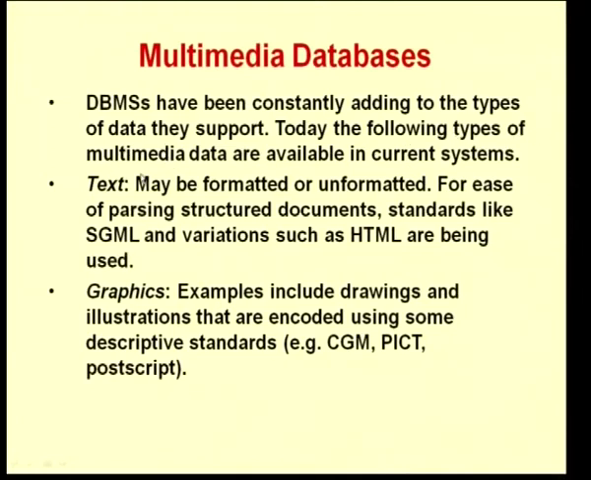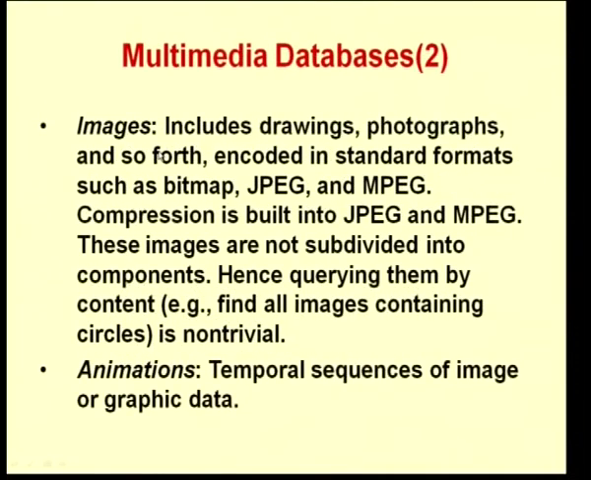DBMS have constantly been adding to the types of data they support. Today, the following types of multimedia are normally supported. One is text, which may be formatted or unformatted. For ease of parsing, standards like SGML or variations of HTML are being used. Graphics: examples include drawings and illustrations that are encoded using some descriptive standards, CGM, PICT, and so on. Then you have images, which are very common, including drawings, photographs and so forth, encoded in standard formats such as bitmap, JPEG and MPEG. Compression is already built into the standard formats. These images are not subdivided into components, hence querying them by content, for example find all images containing circles, is non-trivial; as of now it is not possible.